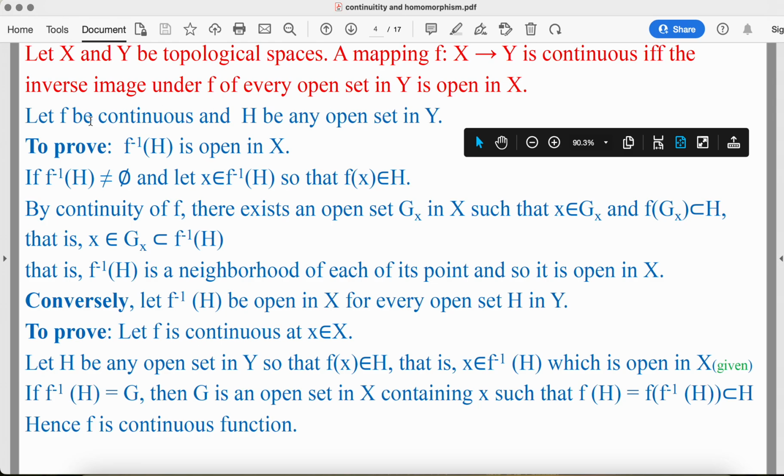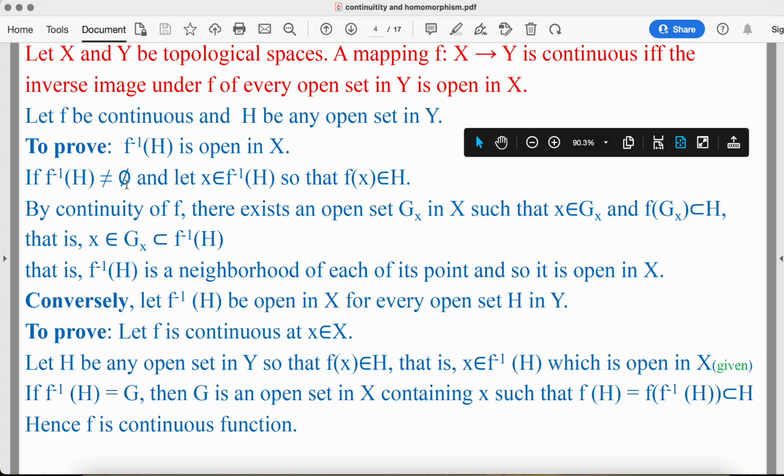So first we assume that f is continuous and H is any open set in Y. And we have assumed that H is any open set in Y. Now we will show that the inverse image under f of every open set in Y is open in X. Meaning we will show that f inverse of H is open in X, because H is any open set in Y.